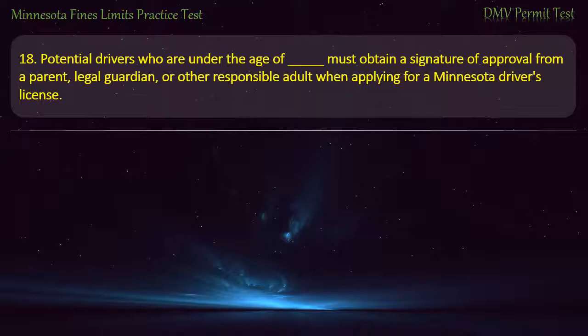Question 18. Potential drivers who are under the age of blank must obtain a signature of approval from a parent, legal guardian, or other responsible adult when applying for a Minnesota driver's license. 15, 17, 16, 18. Answer. 18.